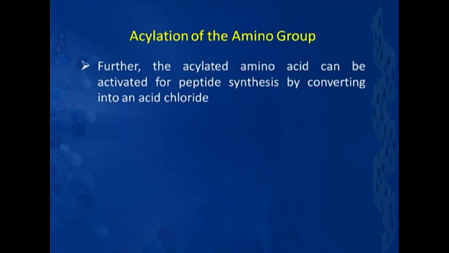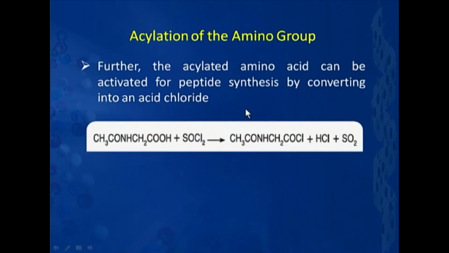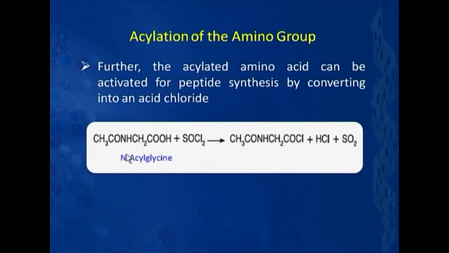Another significance of this reaction is that once I do acylation, I will get an N-acylated product, which is a carboxylic acid. The advantage is that this can be further activated, because a carboxylic acid group will not be very reactive for peptide synthesis. That means the condensation reaction will not be very effective. So it is advisable to activate this carboxylic acid group, and that can be done by converting it into an acid chloride with the help of thionyl chloride.